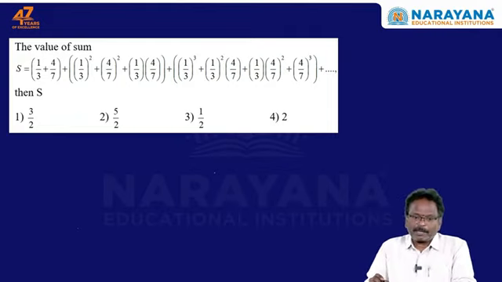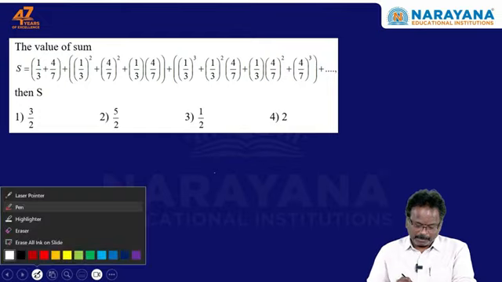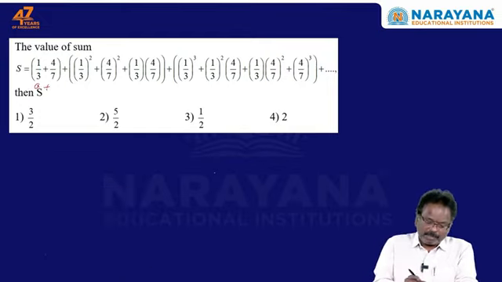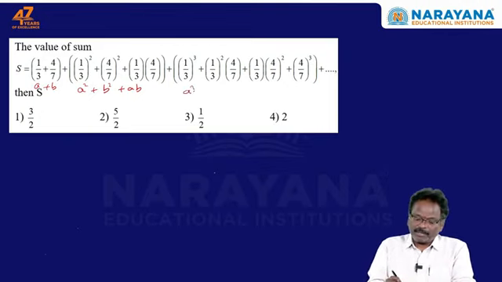You observe the given problem carefully. This is in the form of a plus b. This is in the form of a plus b. This is in the form of a plus b. This is in the form of a square plus b square plus ab. This is in the form of a cube plus b cube plus a square b plus ab square.